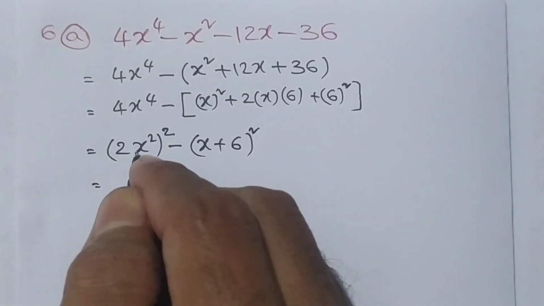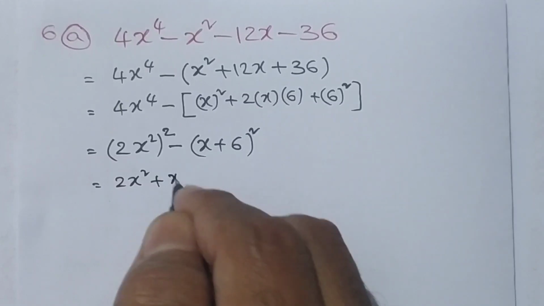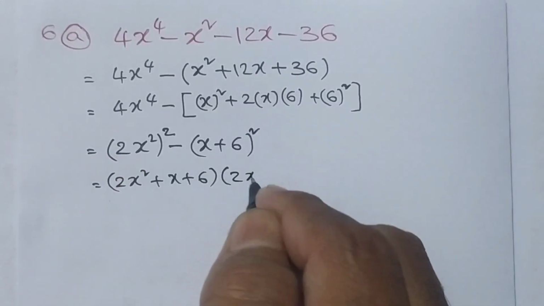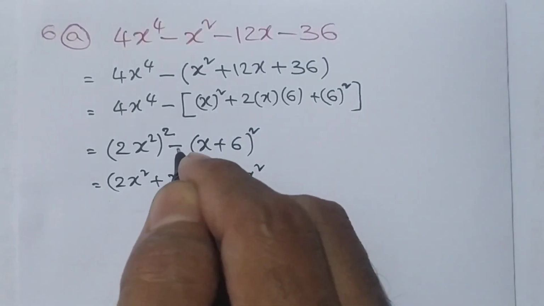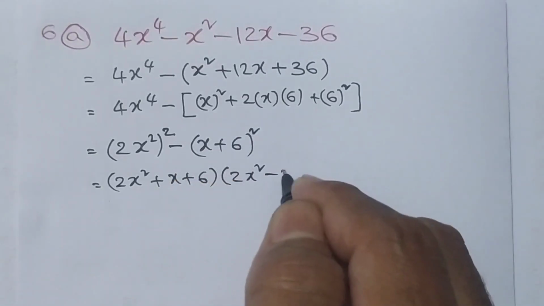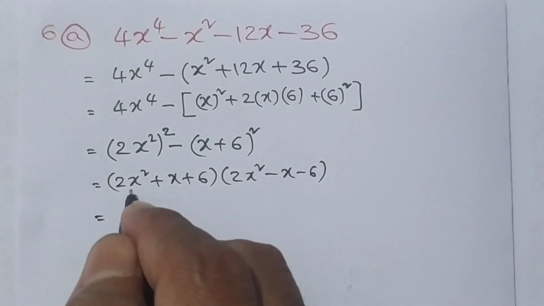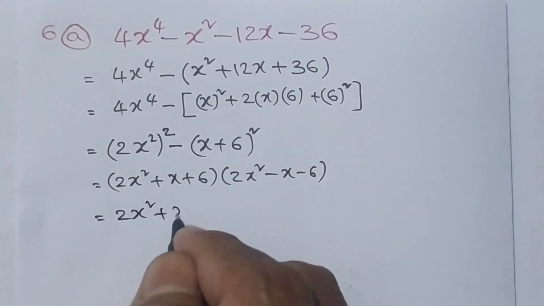Now here a square minus b square formula. A plus b into a minus b. Here be careful. When you multiply with minus, both the symbols will be changed. Right. Now we are going to do further simplification. Here we cannot get the factors for this, so let us write it as it is.